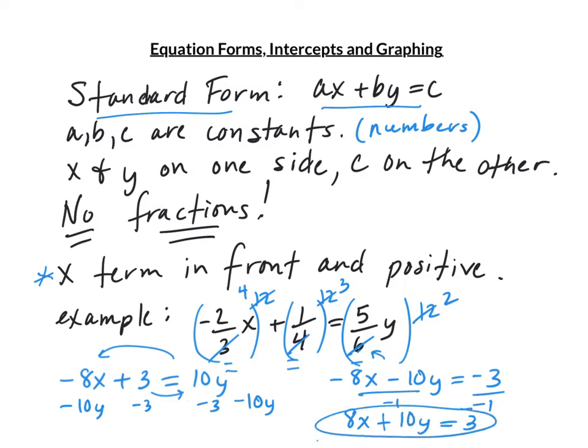And that is in standard form. So you eliminate fractions. You get the variables on one side and that number, the constant, on the other. There are no fractions. You get the x in front and positive. Divide by negative 1 if you need to. And you have an equation in standard form.